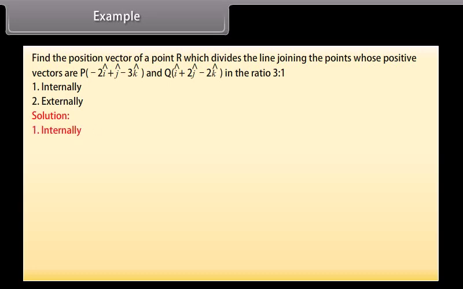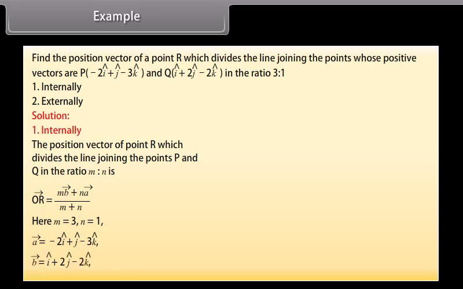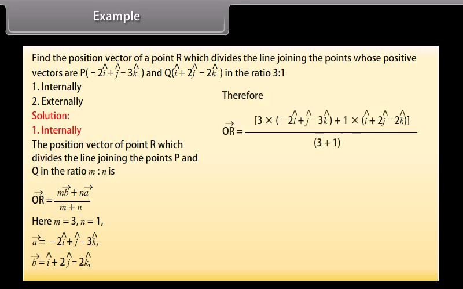Solution. One, internally. The position vector of point R which divides the line joining the points P and Q in the ratio m is to n is vector OR equals (m vector B plus n vector A) by (m plus n). Here, m is equal to 3, n equals 1. Vector A equals minus 2 cap i plus cap j minus 3 cap k. Vector B equals cap i plus 2 cap j minus 2 cap k. Therefore, vector OR equals (3 into (minus 2 cap i plus cap j minus 3 cap k) plus 1 into (cap i plus 2 cap j minus 2 cap k)) by (3 plus 1) equals (minus 5 cap i plus 5 cap j minus 11 cap k) by 4, which is equal to minus 5 cap i by 4 plus 5 cap j by 4 minus 11 cap k by 4.